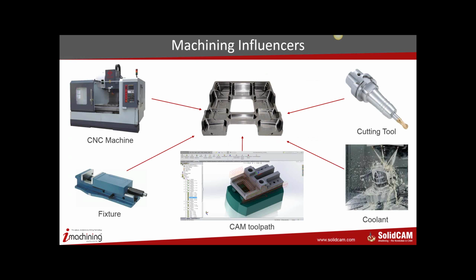To cut any part, you will need all of these. So they greatly influence your cutting process. First of all, you have a CNC machine. Now, on a CNC machine, the construction of the spindle, the power of the spindle, the RPM, the acceleration and deceleration of the axis, the control, all play a major role in how your part is being cut.